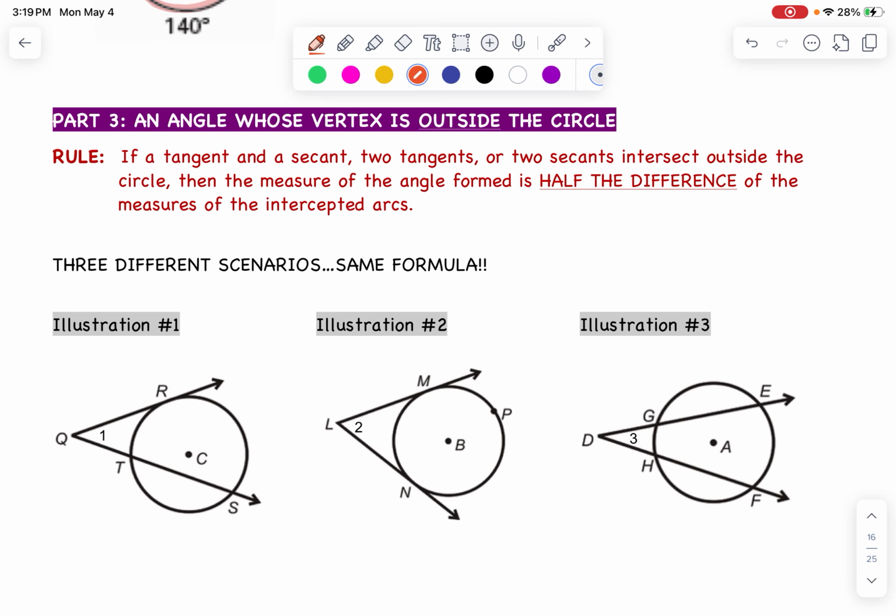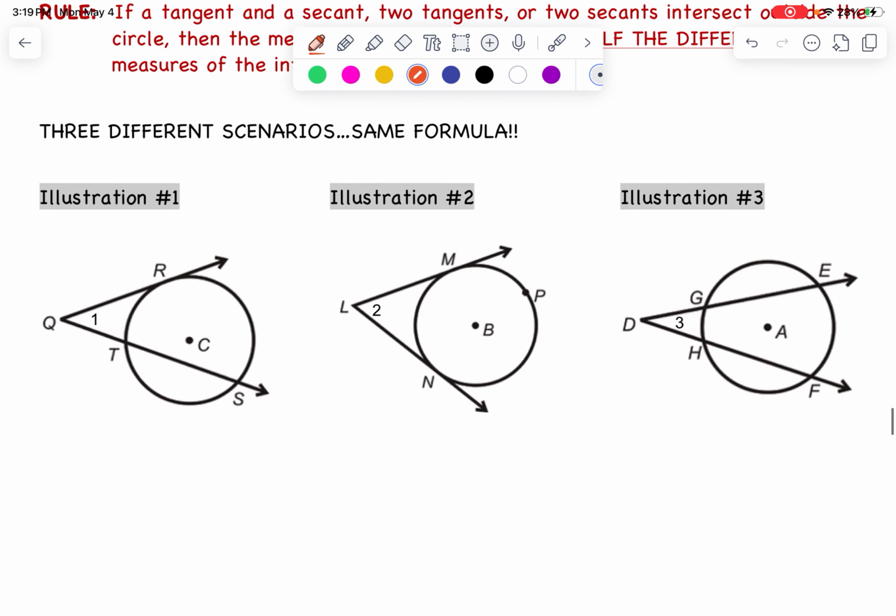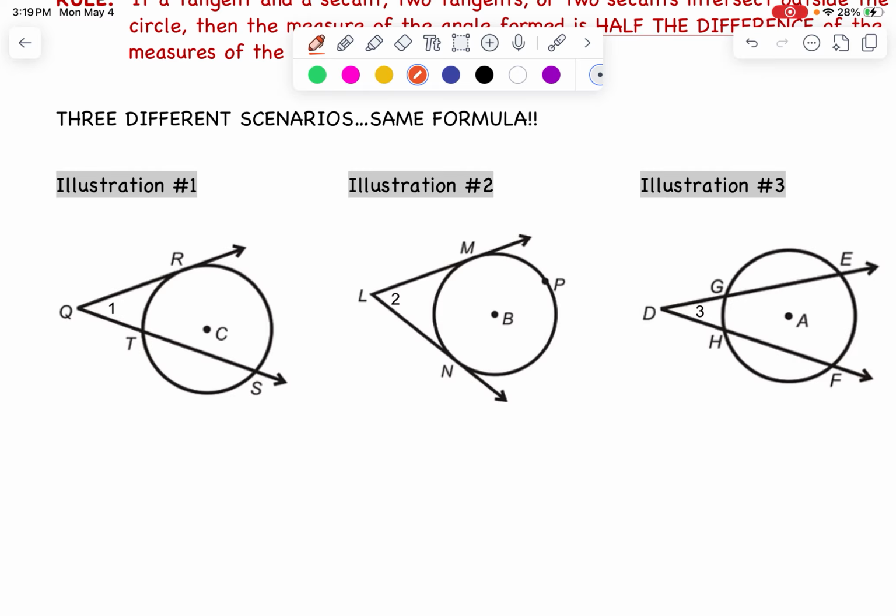Last one is, what about angles whose vertex is outside the circle? So clearly you can see we've got 3 different scenarios here. The rule is actually the same for all of the scenarios. We're just going to adjust it slightly based on the problem. But the rule is exactly the same. So when we say vertex outside the circle, right, I'm talking about vertex Q. Right, that vertex is clearly outside the circle, or vertex L, right? It is clearly outside the boundaries of our circle, or vertex D, right? It is outside the circle.